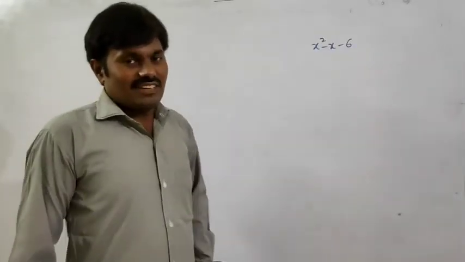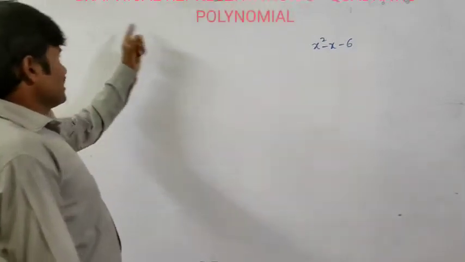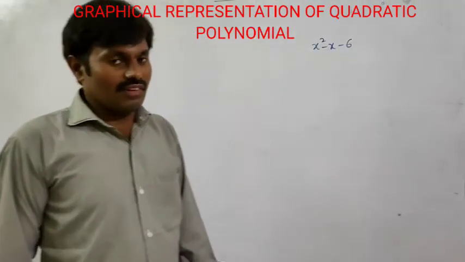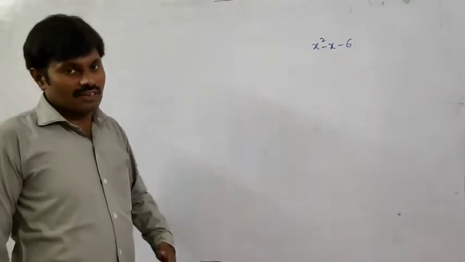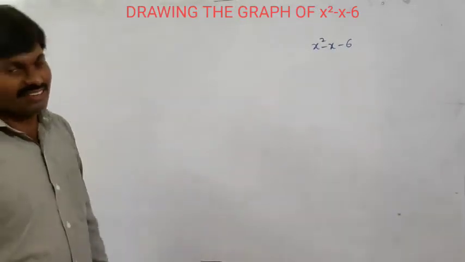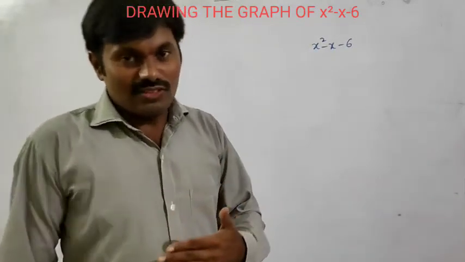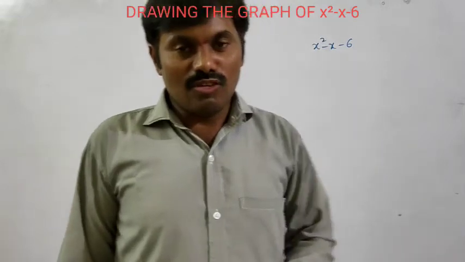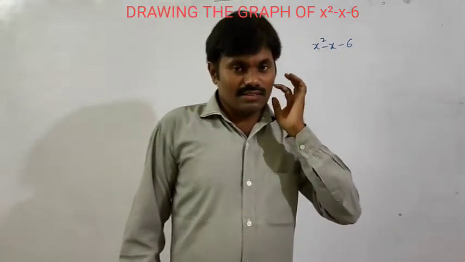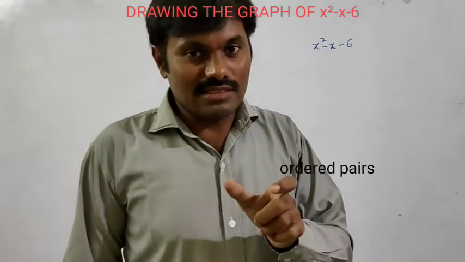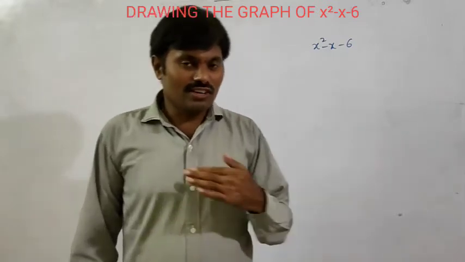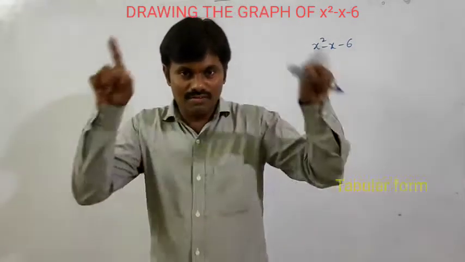So my dear children, today's topic is graphical representation of a quadratic polynomial. In that, we are going to draw the graph of x square minus x minus 6. Okay. So before drawing a graph, we must find out what is required. We need ordered pairs. Then only we can draw a graph. Is it?